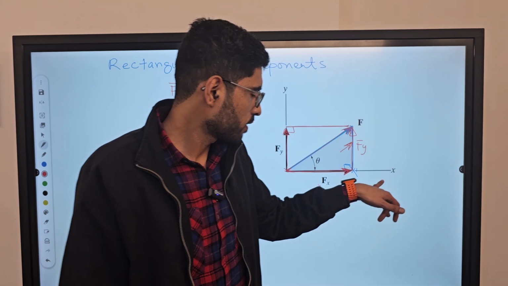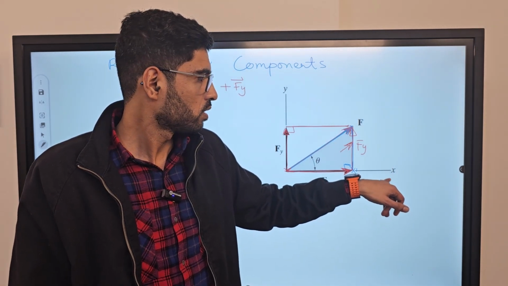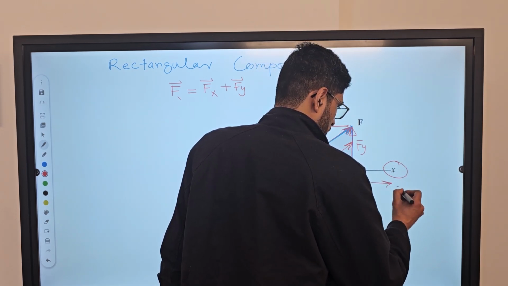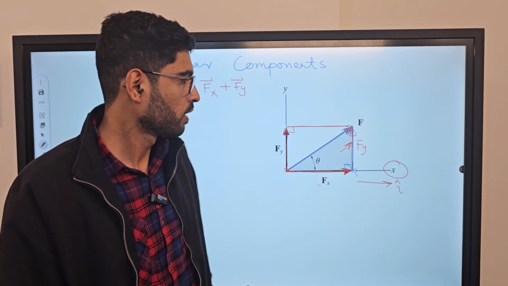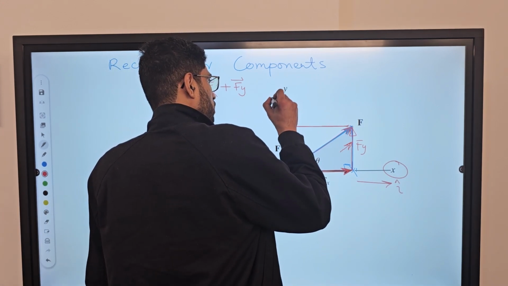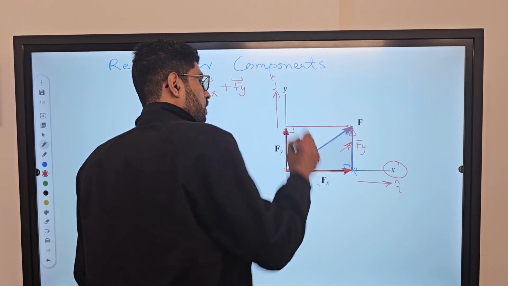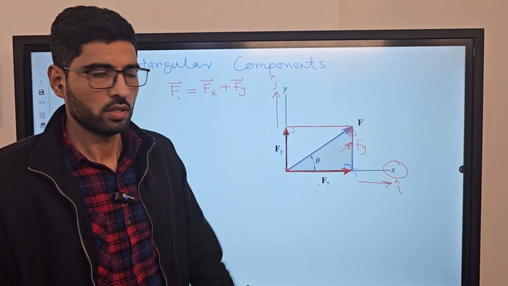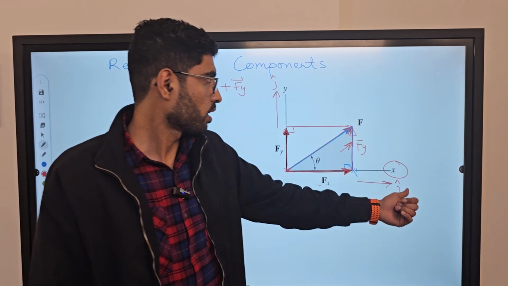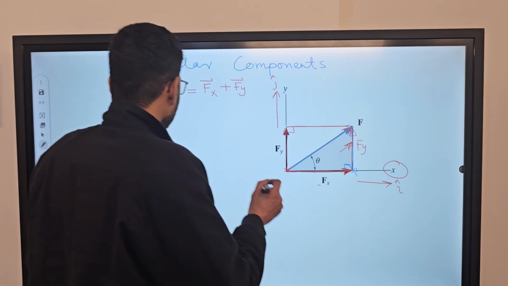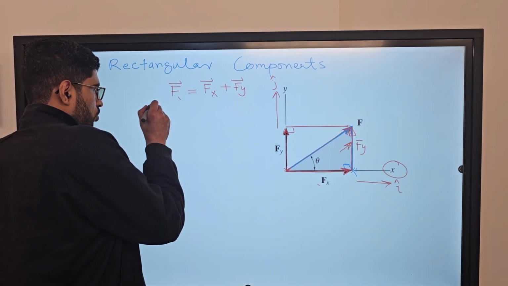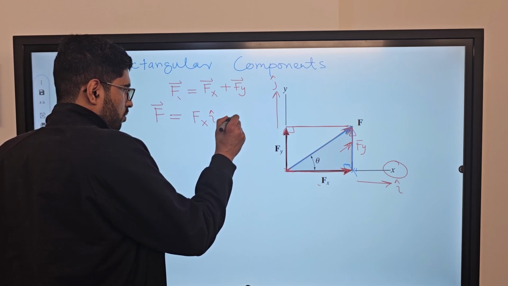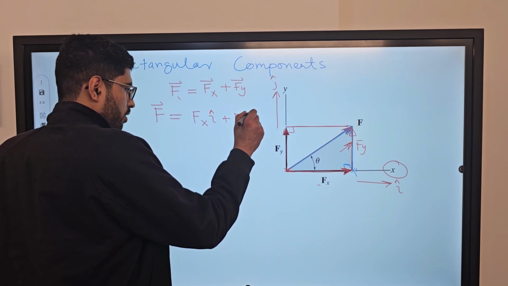And as we know that the unit vector which is associated with the x-axis is I hat or I cap, and the unit vector which is associated with the y-axis is, we know that this is j cap. So sometimes we are asked to write a given force F in terms of the I and j unit vectors. We can say that force F can also be written as Fx I plus Fy j.